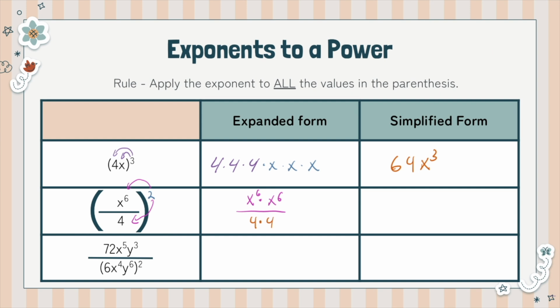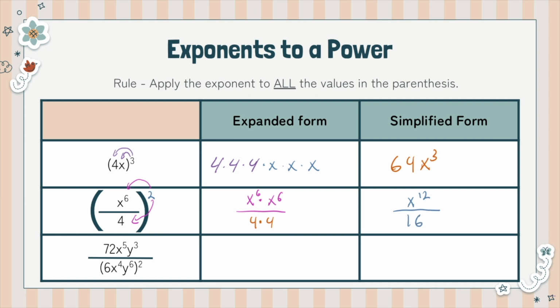So again, we know we're going to have to apply our rule about adding when we have multiplying of the same base, so x to the 6th and x to the 6th is going to result in giving us x to the 12th on top. And then we've got 4 times 4 on the bottom, and 4 times 4 is just 16. So we've got x to the 12th over 16.